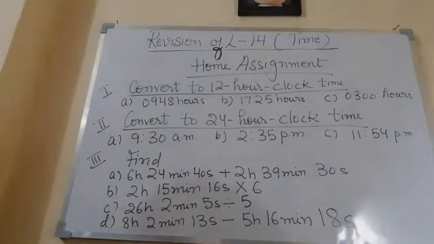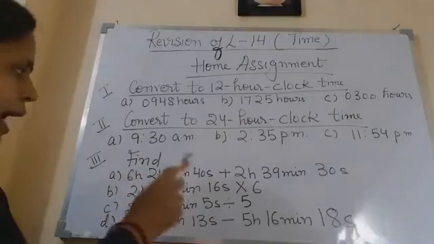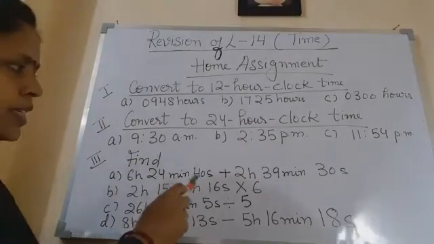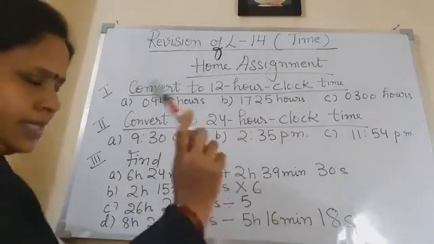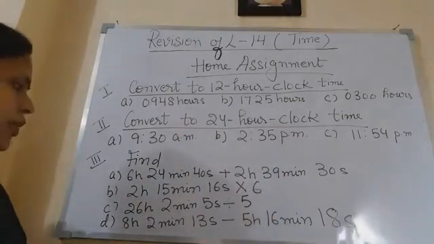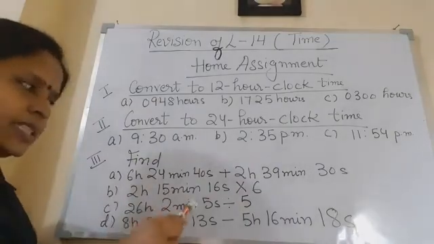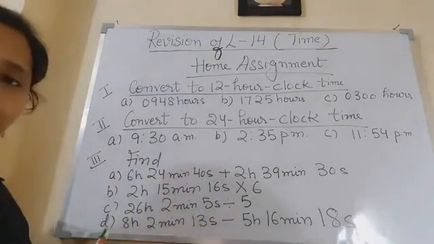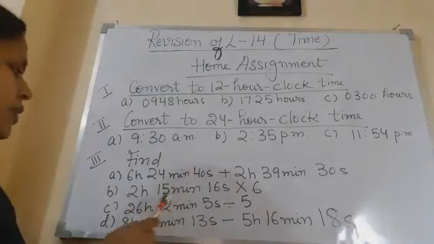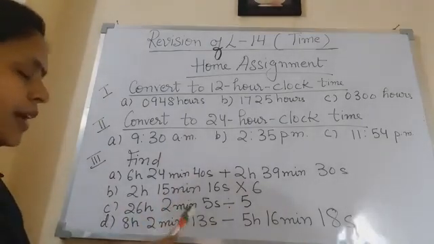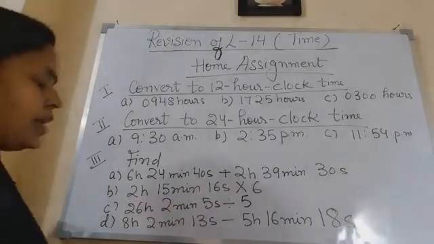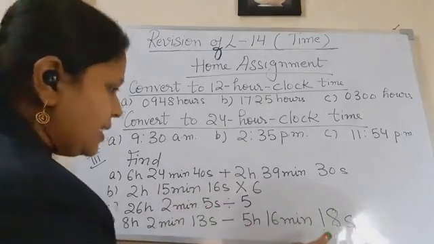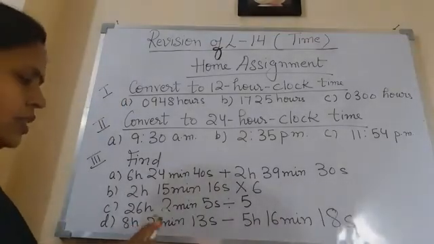And in the third question, in the A part, you have to add 6 hours, 24 minutes, 40 seconds plus 2 hours, 39 minutes, 30 seconds. In the B part, you have to multiply 2 hours, 15 minutes, 16 seconds by 6. In the C part, you have to divide 26 hours, 2 minutes, 5 seconds by 5. And in the D part, you have to subtract 5 hours, 16 minutes, 18 seconds from 8 hours, 2 minutes, 30 seconds.